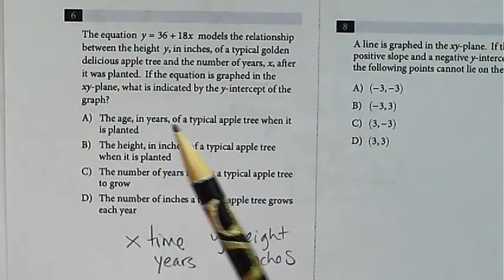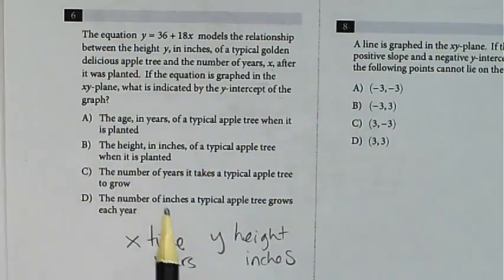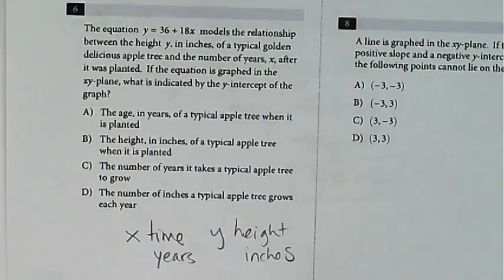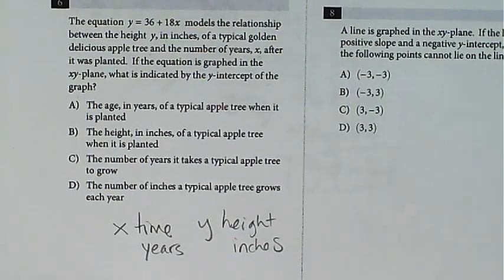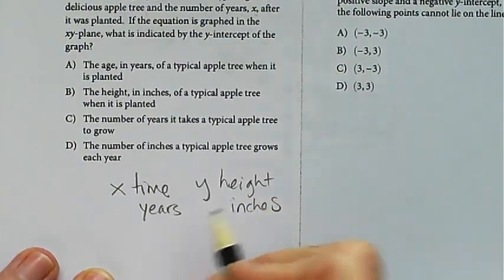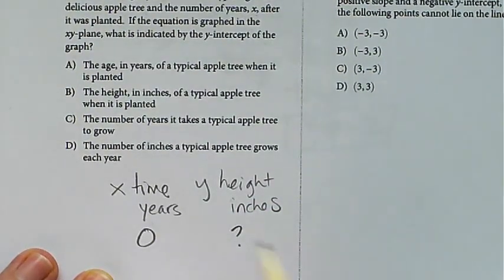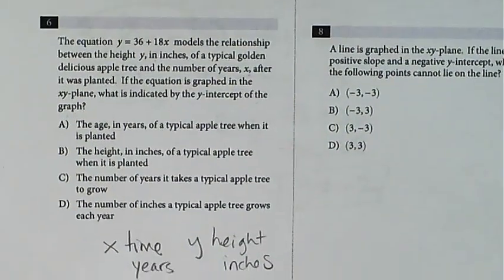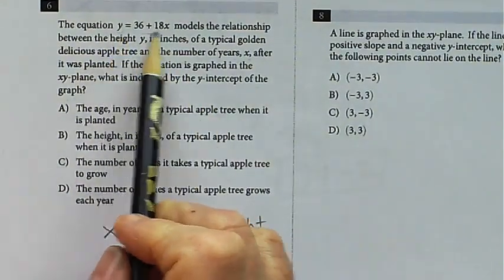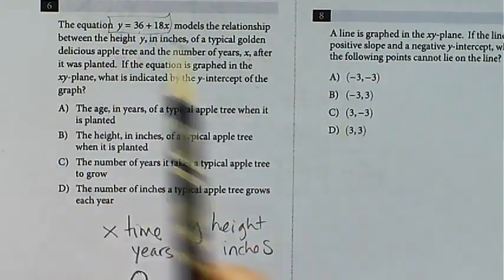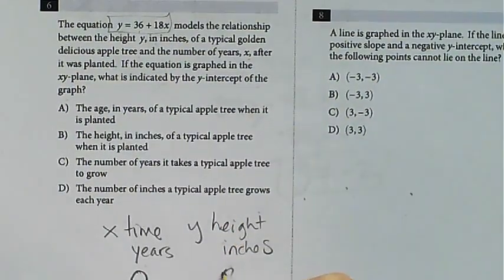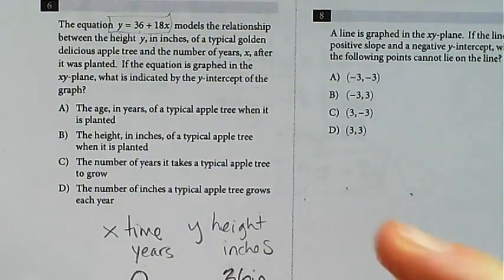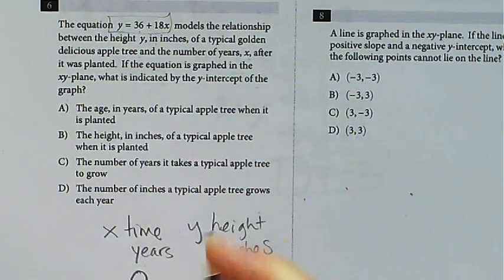You're talking about a tree. So I wrote this out because it can get a little confusing when you're looking at all these 4 choices. You might be tempted to pick one that's wrong. Your y-intercept is going to be the value of y when x is 0. Well, you should be able to pick out your y-intercept just looking at the equation. It's 36. So at 0 years, this tree is 36 inches. Now I'm doing that in my head before I look at these choices.